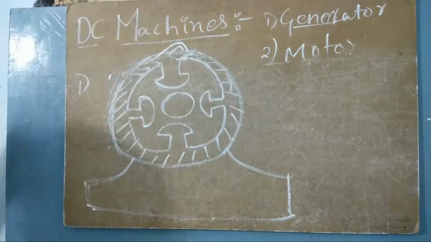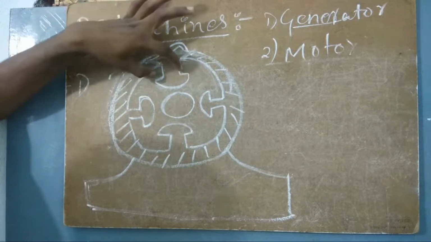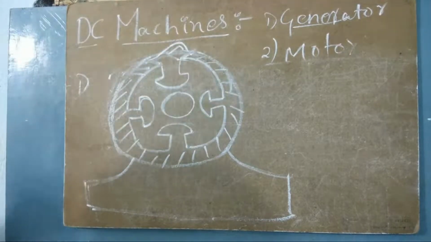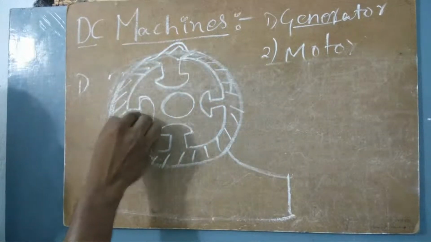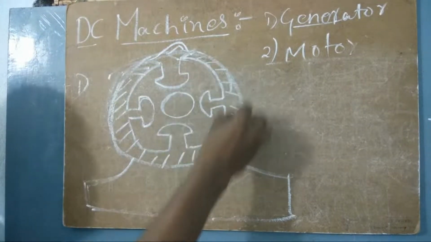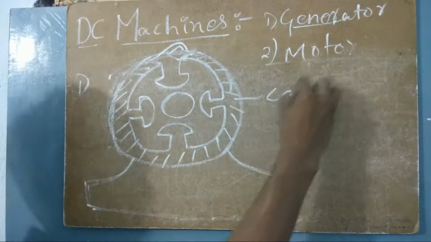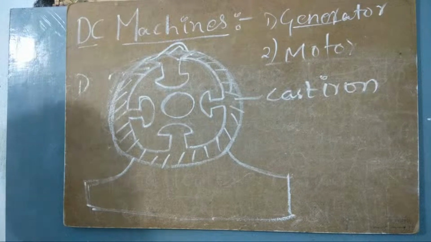So let us have a look. See here, there are 4 kinds of projections. This is the first projection, second, third and fourth. The material that we use for constructing the outer part may be cast iron, because it is very hard and very rugged in construction.